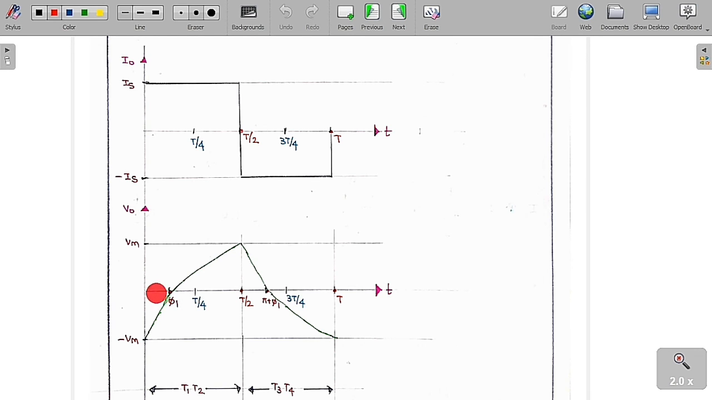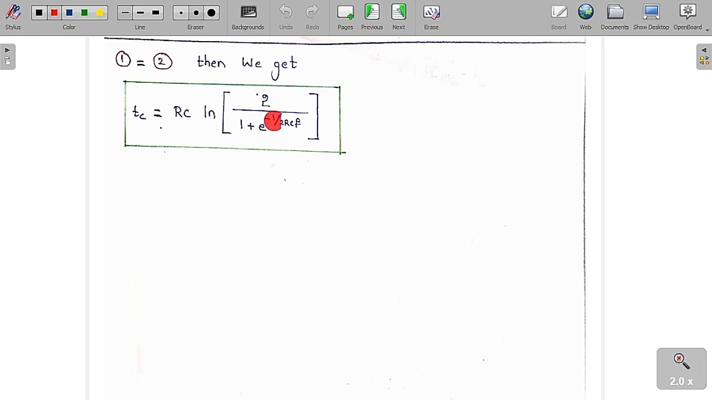So Tc is equal to, this is the expression that we have already got: Tc is equal to Rc into ln of 2 by 1 plus e to the power of minus 1 by 2 Rcf. This is a thing that you need to always remember.